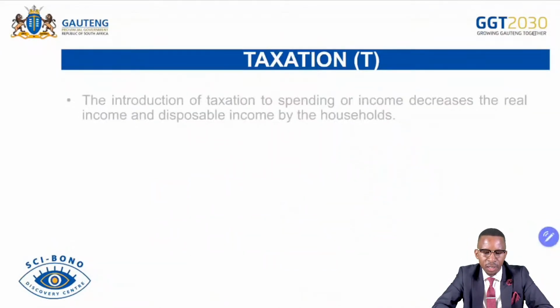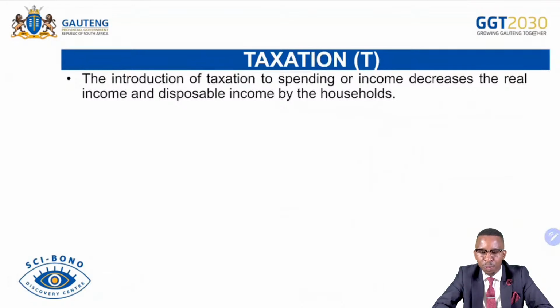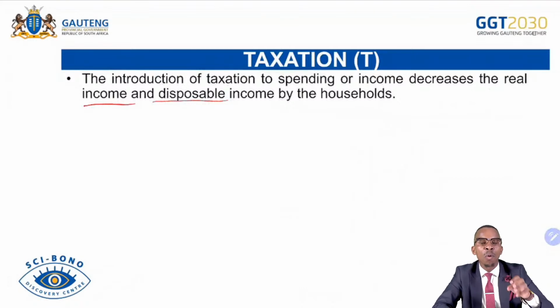Taxation. The introduction of taxation on spending or income decreases real income and also decreases disposable income. It's been mentioned before that whenever government intervenes by taxing income, that decreases disposable income and decreases spending, because consumers will remain with less income available to them if more money is being taxed. So it is therefore a leakage because it withdraws money from the circulation.